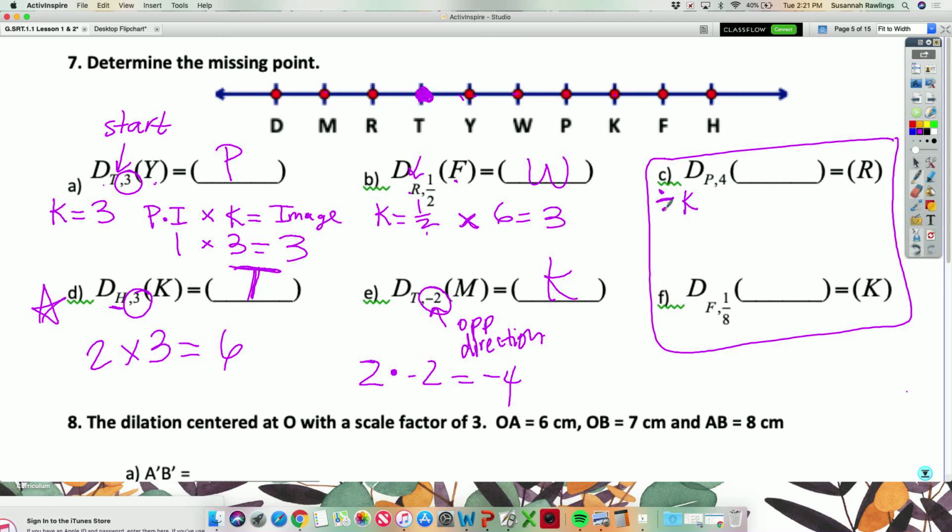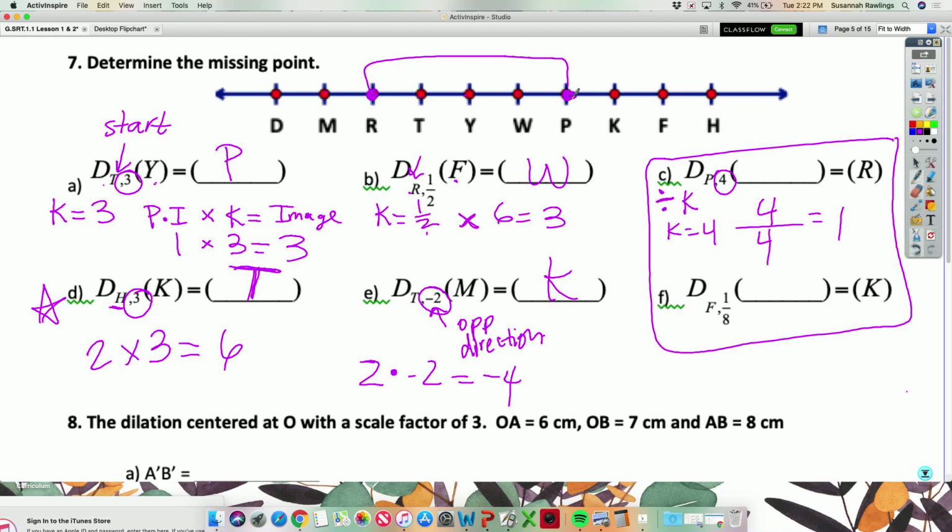Okay, so we do the same thing, but we're now finding our image length. So my starting point is where here? P. And I need to count all the way to R. So I'm going to go 1, 2, 3, 4. That length of 4 is my image. So we're trying to go backwards to find my pre-image. I know my scale factor is 4. I know that my original length is 4. So I'm going to divide by the scale factor. So 4 divided by 4 is 1.